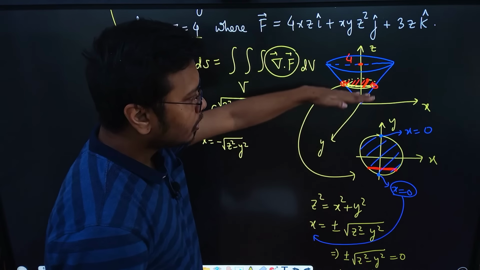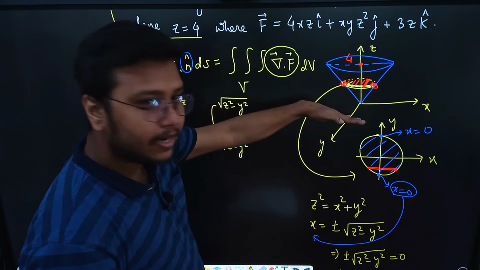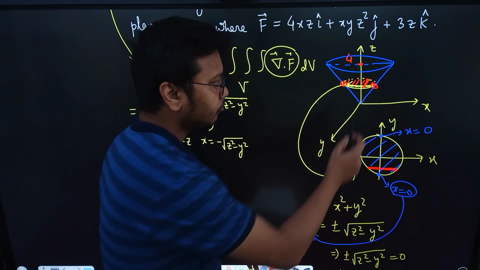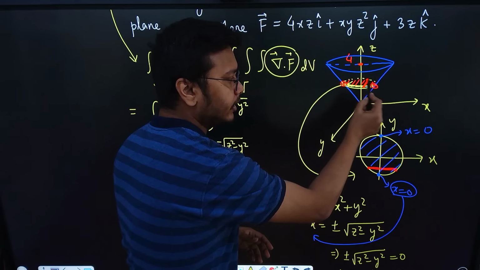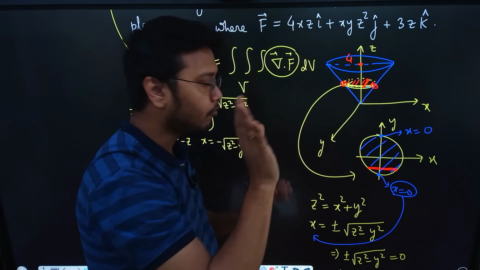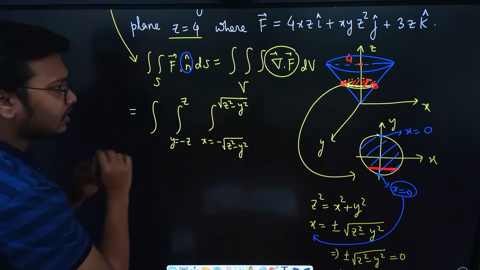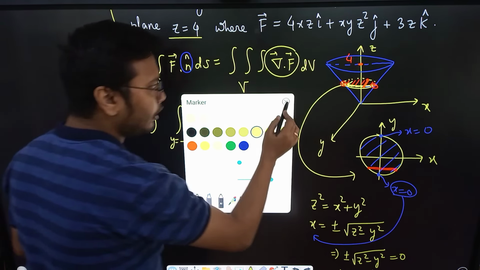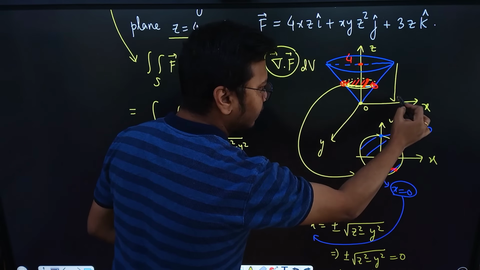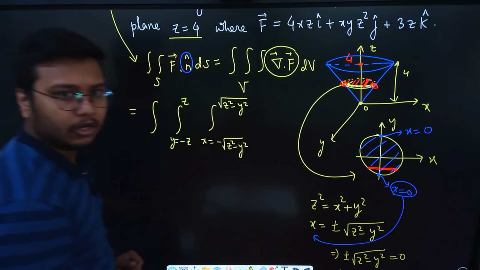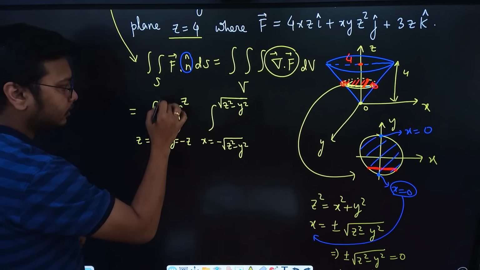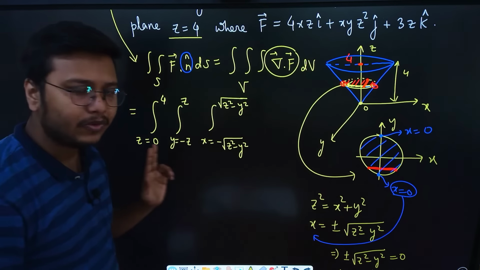Now I'm going to move this circular strip up and down to generate the entire volume of the cone. Firstly I generated the area of the circular strip, now I'm going to move that up and down to generate the entire volume of the cone. For the entire volume, the z value moves from 0 to the height, which is 4 units as already told before. So I'm going to move the z variable from 0 to 4. This is how we get the limits.